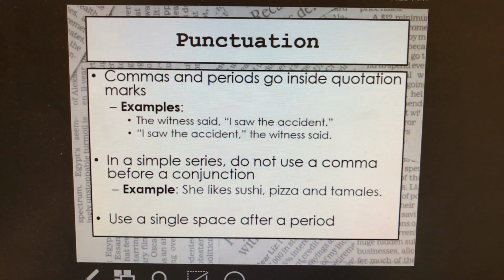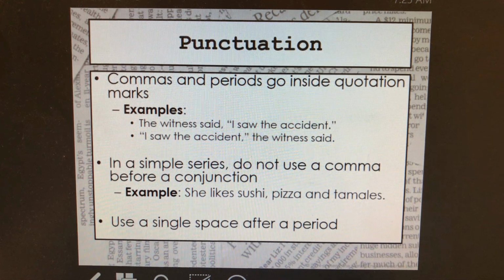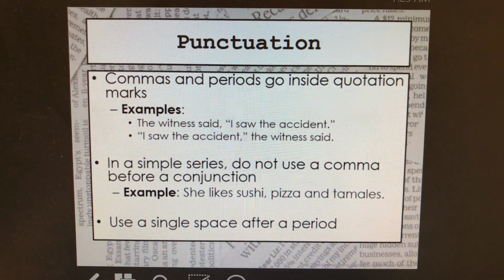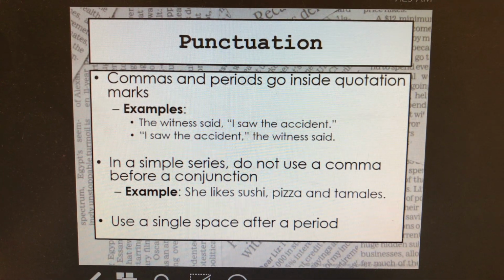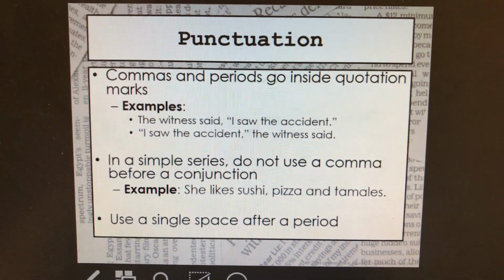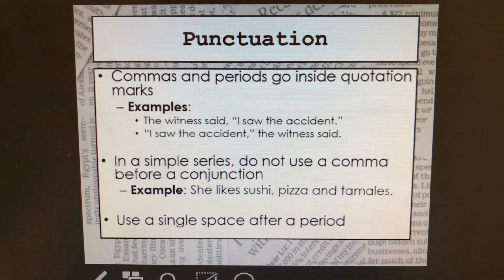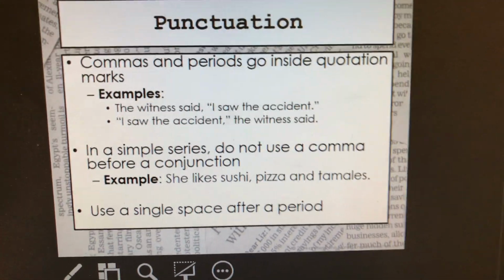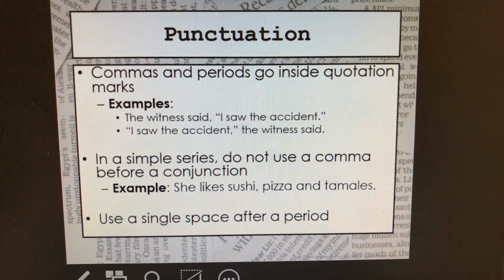So let me ask you something. If she likes sushi, pizza and tamales, are you really confused as to whether she means pizza as itself and tamales as itself, or pizza and tamales together in one dish? Not really, because pizza and tamales don't go together. And that's why it's okay to drop the Oxford comma, because the meaning of the sentence doesn't change.